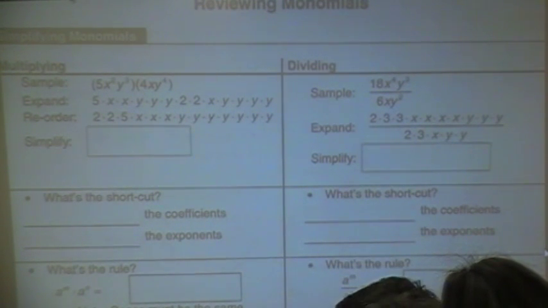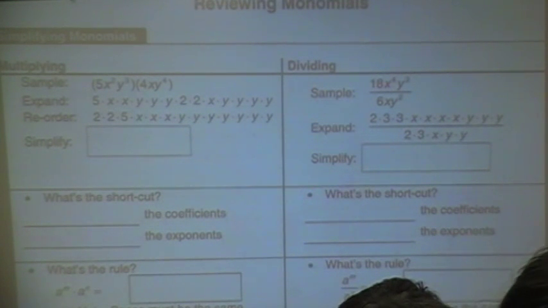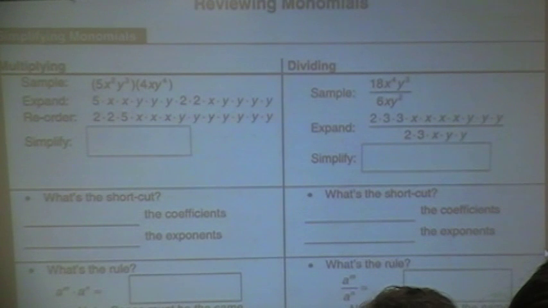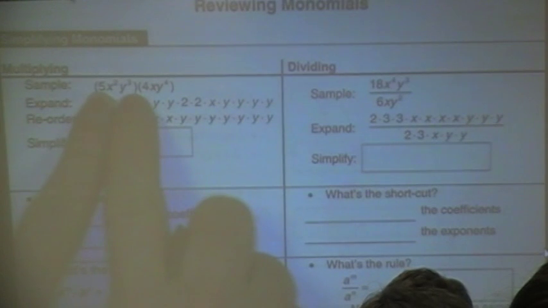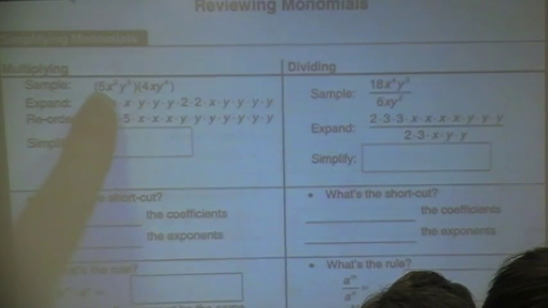But there's a reason why they're going to do the expanded version as well as the reorder and all that stuff. If you can simplify monomials really well without doing all that, then don't worry about it. But some people don't, and they need to see why things happen, so that's why they're doing this. So this is our example, multiplying 2 monomials.